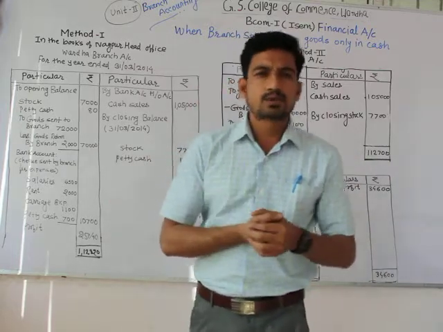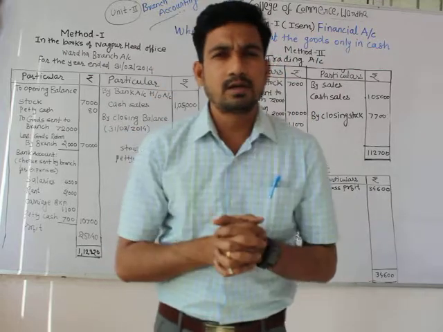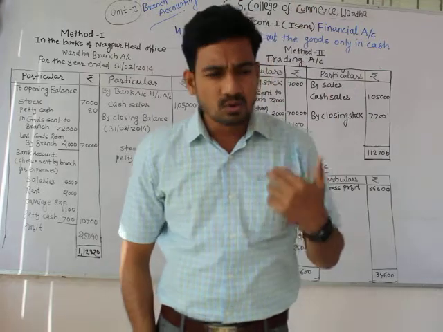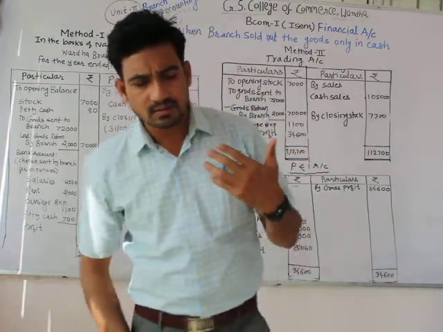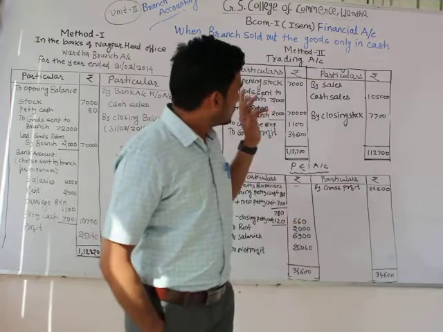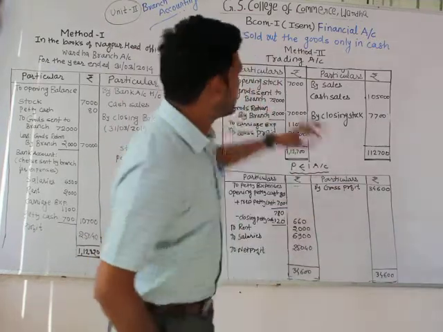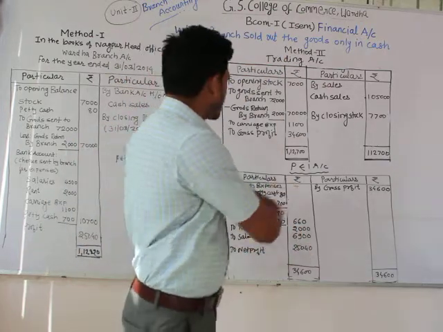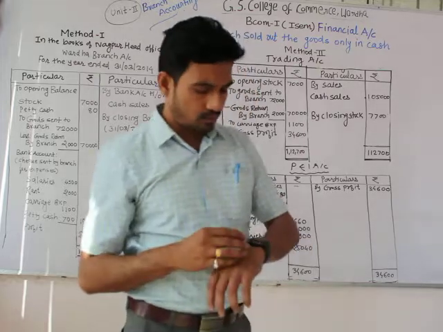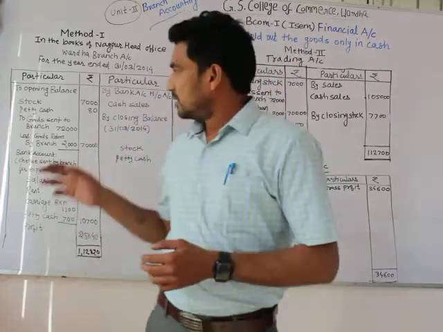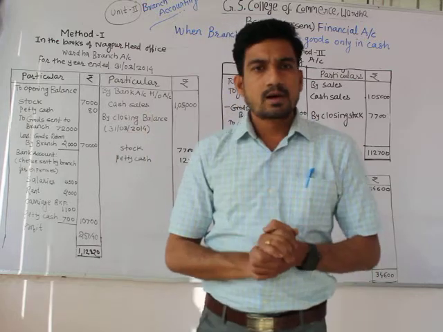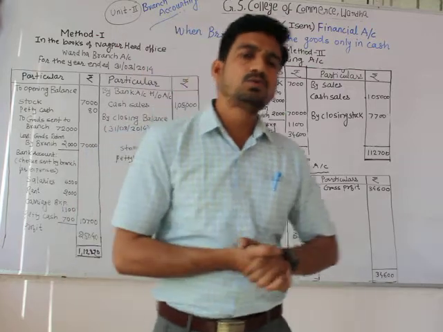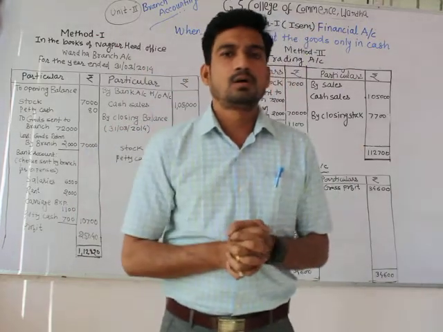You have different reference books available in our library. You can visit our library and find out which problems are there. Don't be in a hurry. Refer to the books having this type, when the branch sold the goods only in cash. This is a master methodology to solve the problem. Refer to those books and solve the problems with this first method. In the next lecture we will move to method or type number 2.